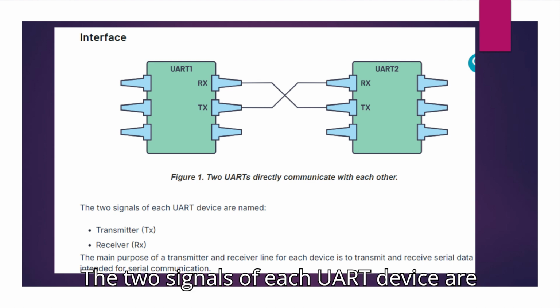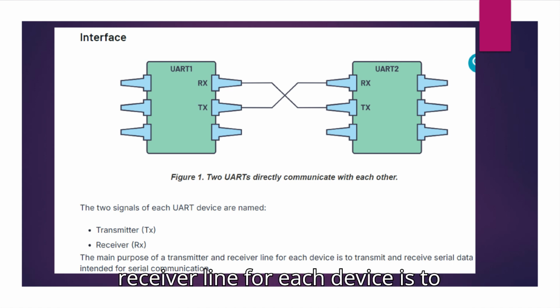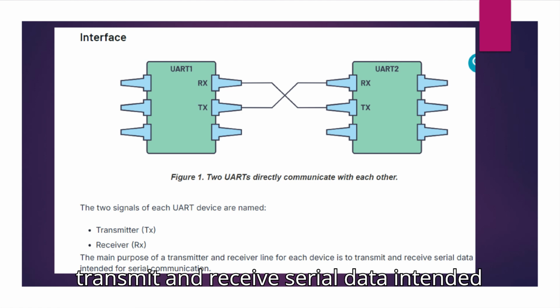The two signals of each UART device are named transmitter or TX and receiver or RX. The main purpose of a transmitter and receiver line for each device is to transmit and receive serial data intended for serial communication.